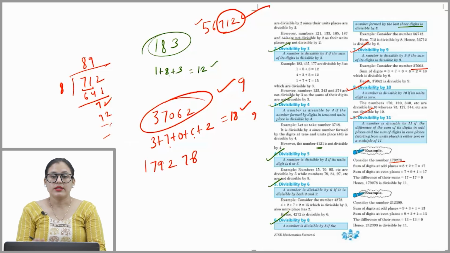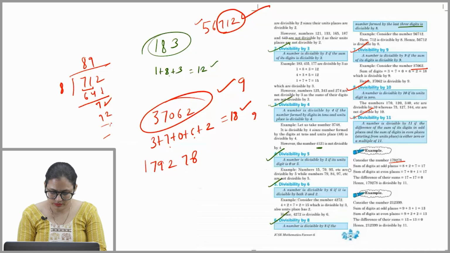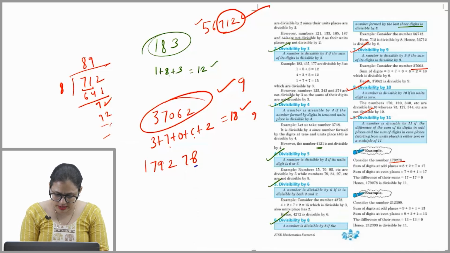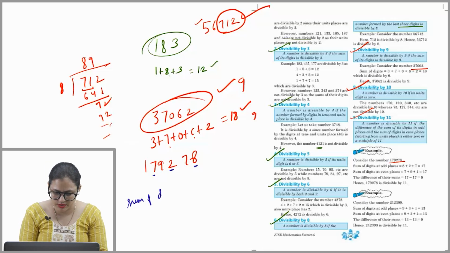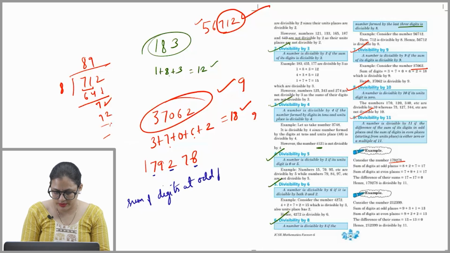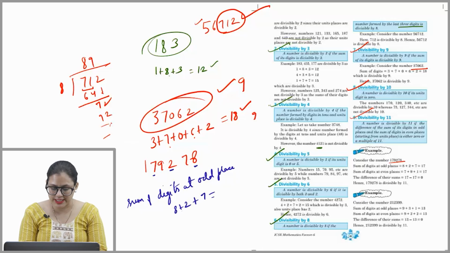179278. Sum of digits at odd places. Counting the places, first place 1, 2, 3, 4, 5, 6. So, 8, 2, 7 are at odd places. Sum of digits at odd places is 8 plus 2 plus 7. 8 plus 2 is 10, plus 7 is 17.